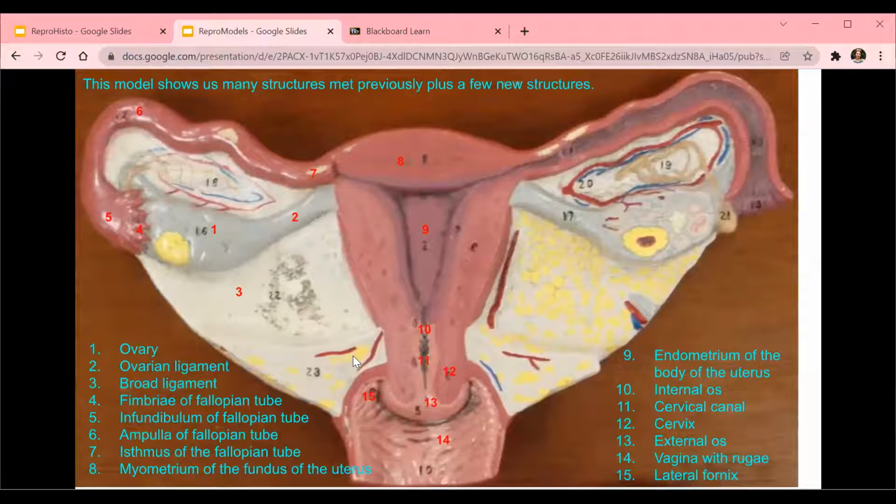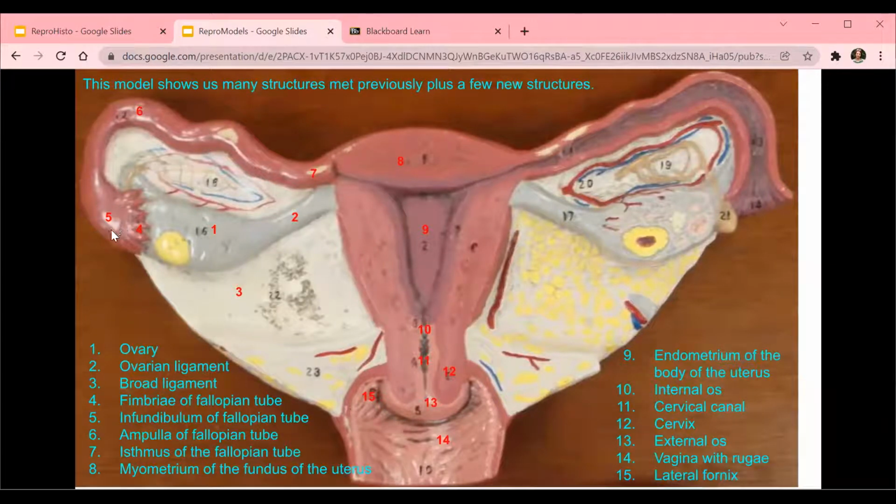This is the other model which we had in the lab. This is a frontal section of the female reproductive system. Number 1 is the ovary. Number 2 is the ovarian ligament, which can help attachment of the ovary to the body of the uterus. And after that, this complete region is called the oviduct.